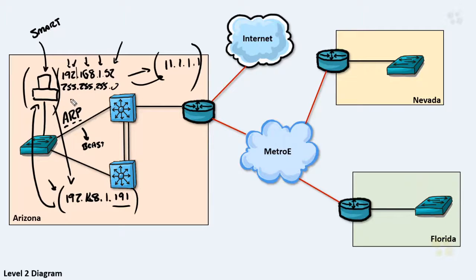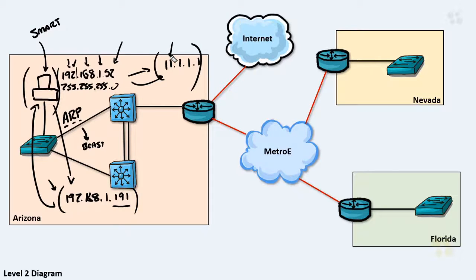As soon as it looks at the first octet, it's like, the 11 is not 192. I can't scream and get there. I can't yell out, hello, 11. No, it's not going to work because it's not in my neighborhood. It's not on my network. And that's where it needs that third puzzle piece of information.